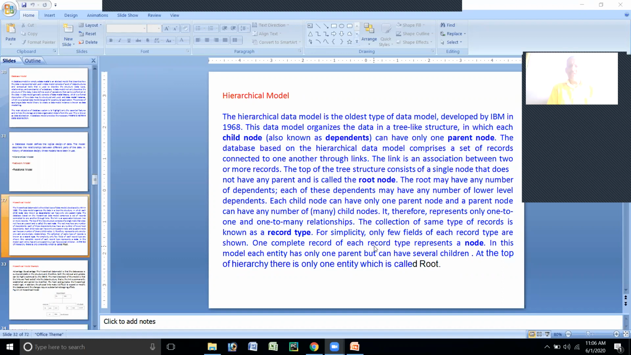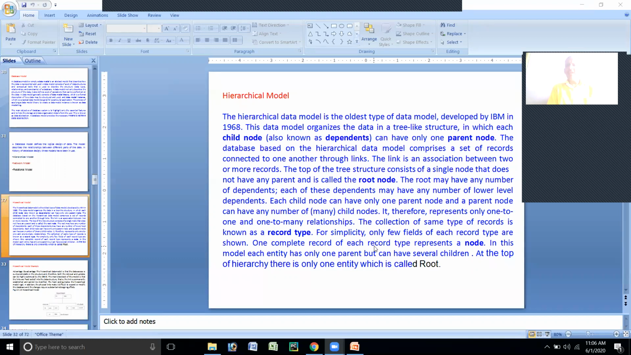The top of the tree structure consists of a single node. The top of the tree structure contains a single node that does not have any parent, and it is called the root node. Again we are defining what a root node is: the topmost node, a single node that doesn't have any parents, is called the root node. The root node may have any number of dependents, or children. Each of these dependents or children may have any number of lower level dependents.